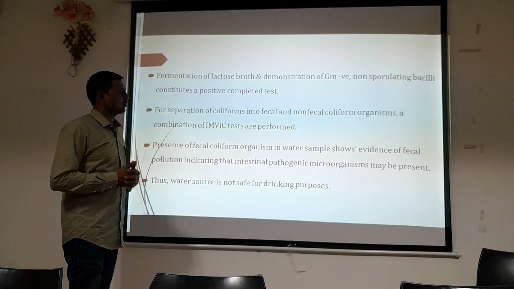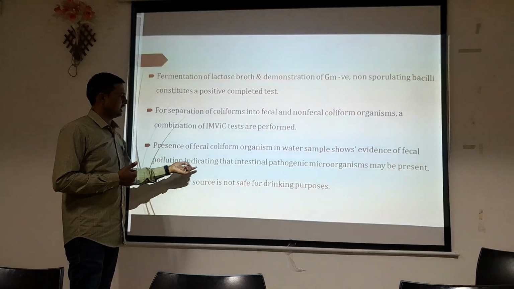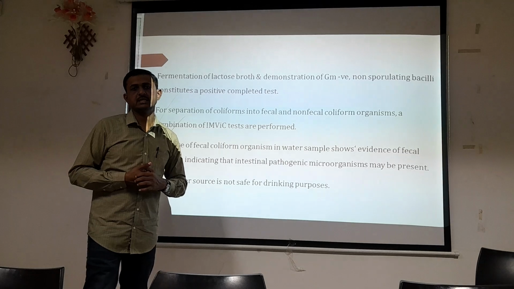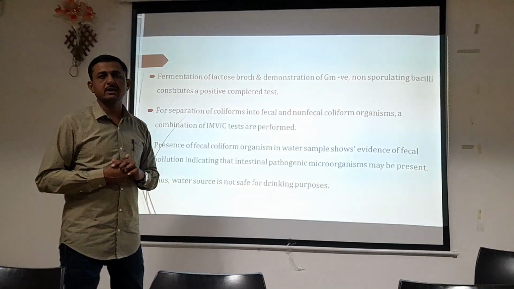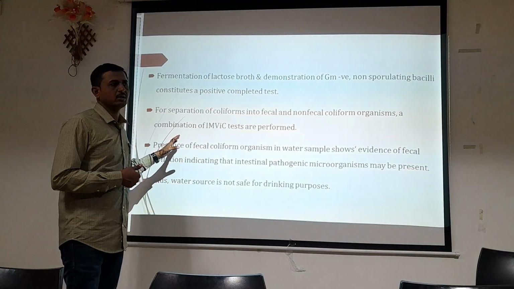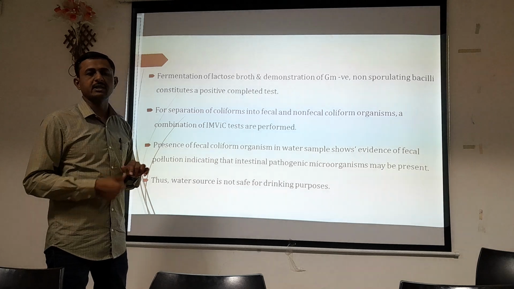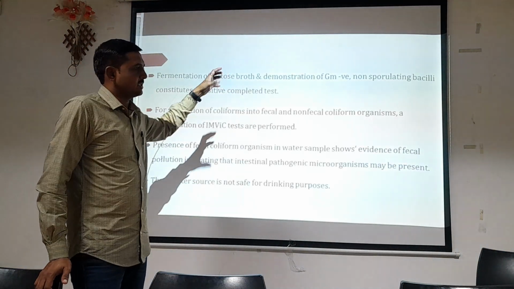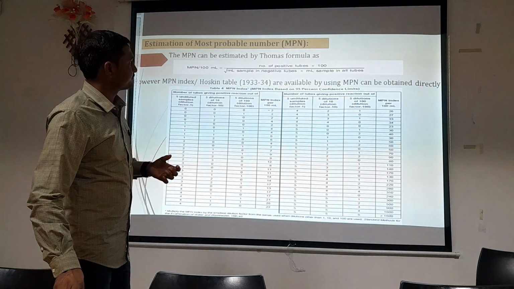So, the presence of fecal coliform organisms in a water sample shows evidence of fecal pollution, indicating that intestinal pathogenic microorganisms may be present in the water sample, or that the water sample is contaminated with fecal matter, so the water source is not safe for drinking purposes. That water is considered non-potable water. So it is all about the most probable number count, or MPN method.